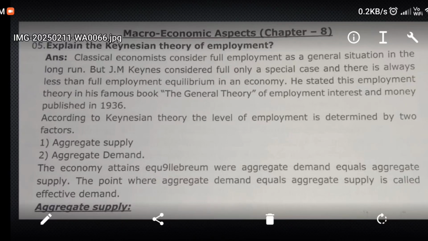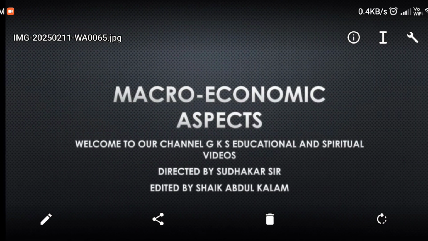He stated this employment theory in his famous book General Theory of Employment, Interest and Money, published in 1936. According to Keynes' theory, the level of employment is determined by two important factors: aggregate supply and aggregate demand. The economy attains equilibrium when aggregate demand is equal to aggregate supply. The point where aggregate demand equals aggregate supply is called effective demand.